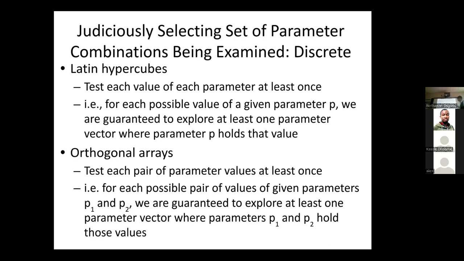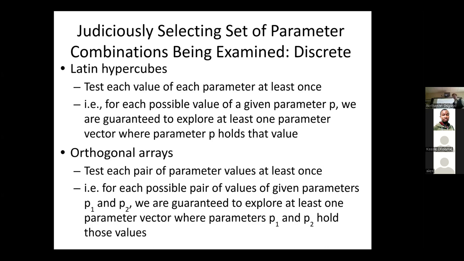So given each possible value of a parameter P, I'm referring to it as if it holds discrete possible values: high, medium, low income. But if this is continuous, the possible values are ranges of values, like between 0 and 0.1, and 0.1 and 0.2, and 0.2 and 0.3. So for each possible value, we're guaranteed to have explored at least one case where we have that.